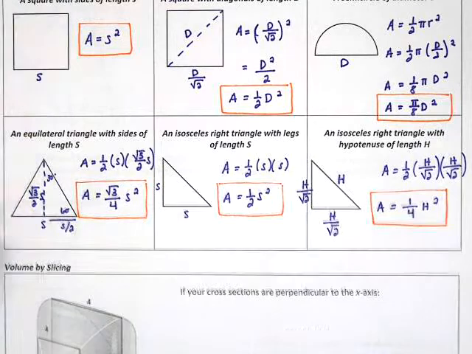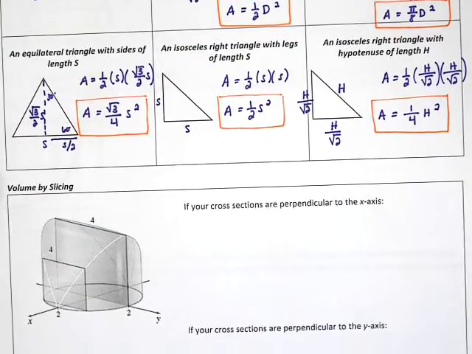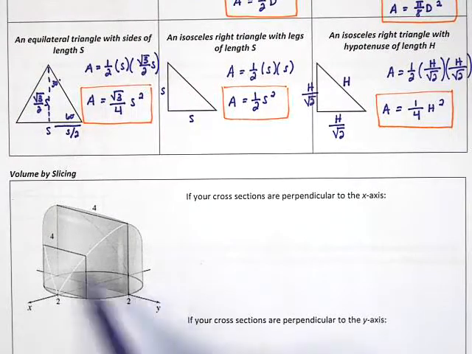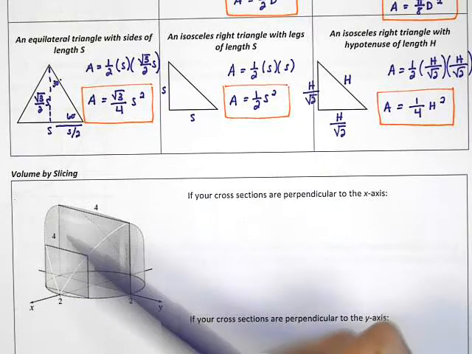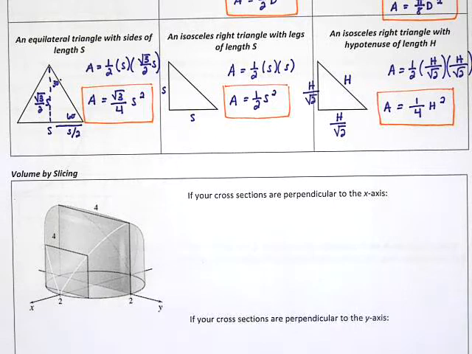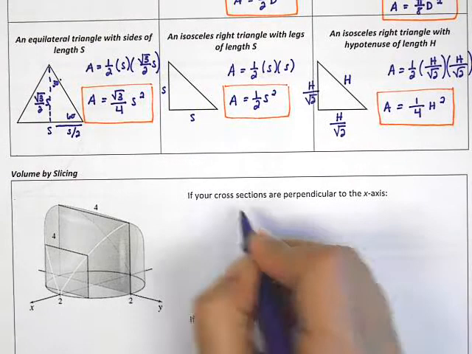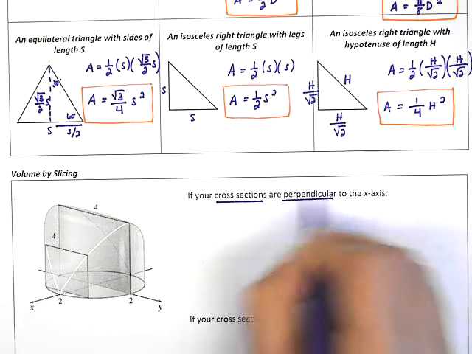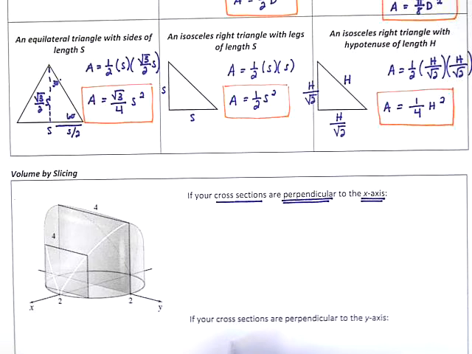Well, as we discussed in class, a lot of shapes can have the idea that there's a base shape, in this case a circle, and then we can slice it, and each of the slices would be the same. So these would all be slices that are squares. Now, when we do this, we call each of those slices a cross section, and your cross section can be perpendicular to the x-axis or perpendicular to the y-axis.